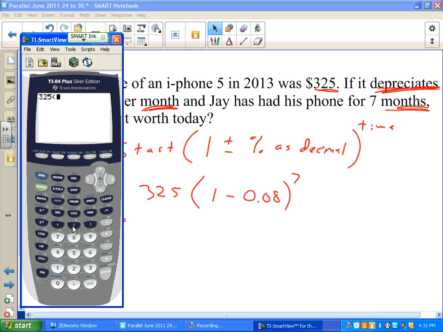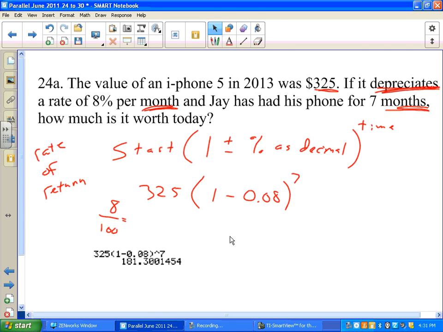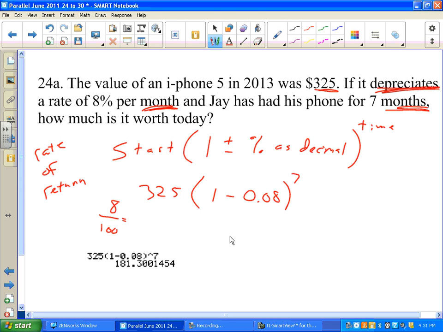So I grab my calculator and type this in: 325 parenthesis 1 minus 0.08. You can use the exponent key, this is where the exponent key is, right there. And put it to the 7th power. Our answer is $181.30.